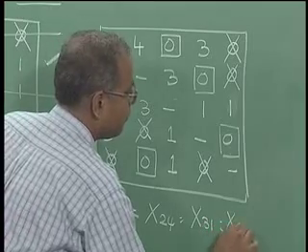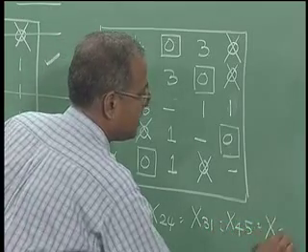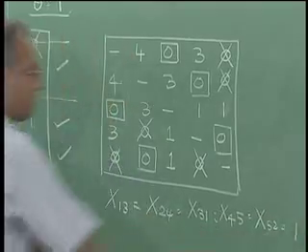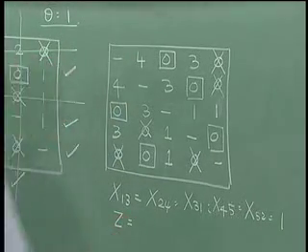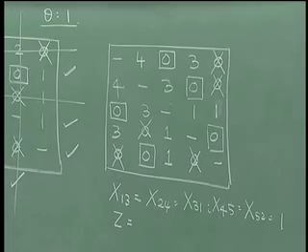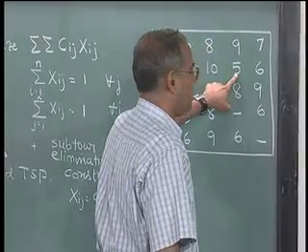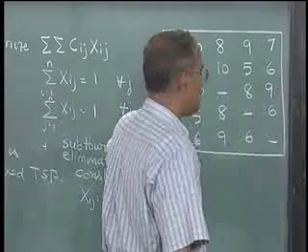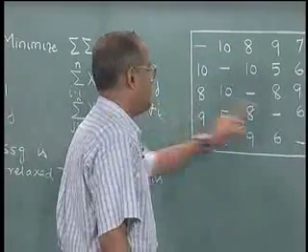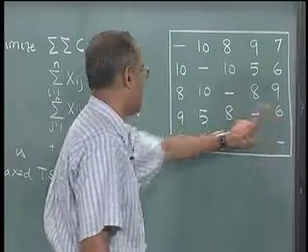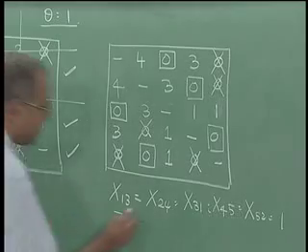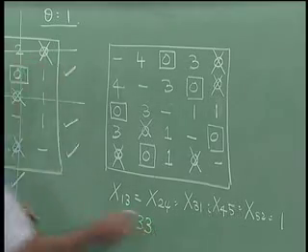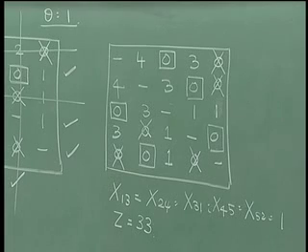equal to x45 equal to x52 equal to 1, with the corresponding value z equals 13 is 8, 24 8 plus 5, 13, 13 plus 8, 21, 21 plus 6, 27, 27 plus 6, 33. So, we get an assignment solution with z equal to 33.